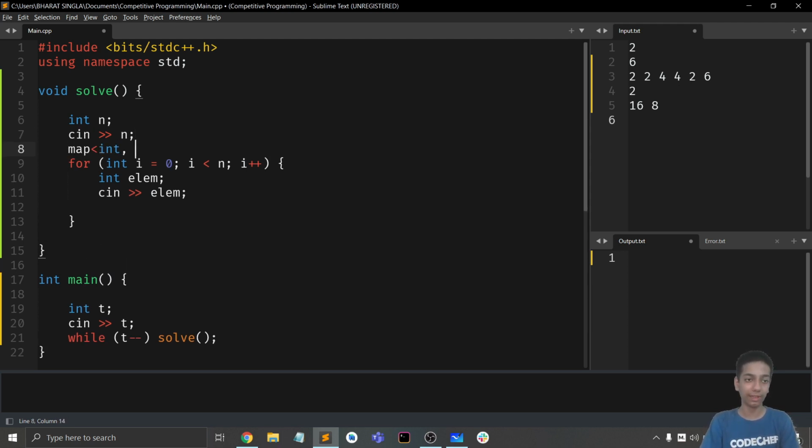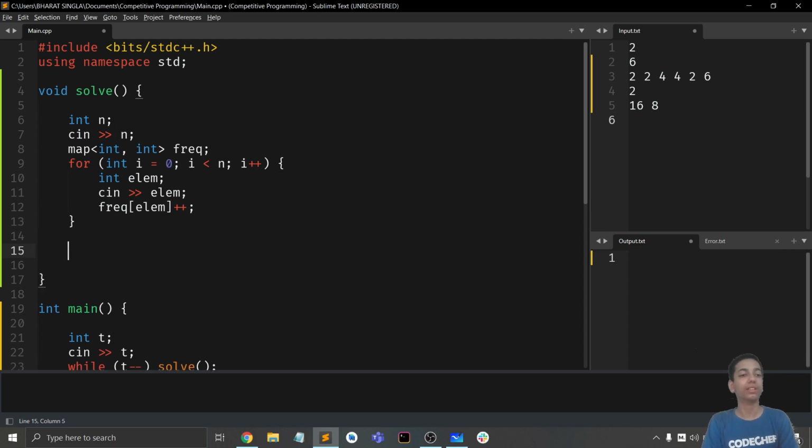So let's have a map of int and int, frequency. So frequency of i is the frequency of i. So we can say that map, sorry, frequency of element you can increase, right? So this gives us, so map frequency of 2 is now 3, frequency of 4 is 2, frequency of 6 is 1. Great. So this is creating the frequency array.